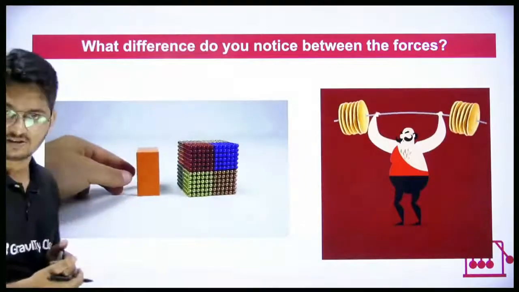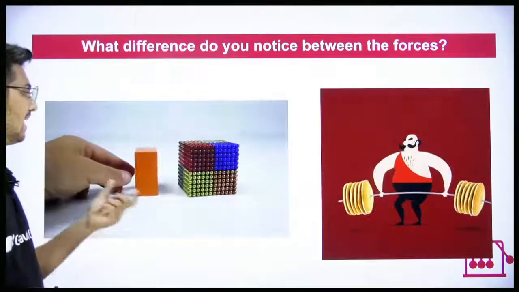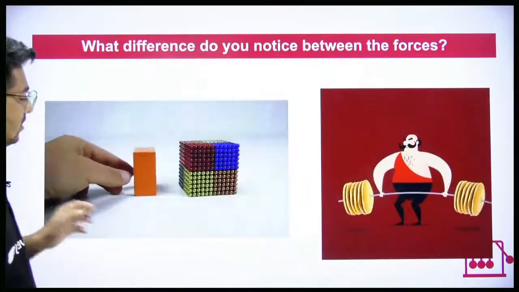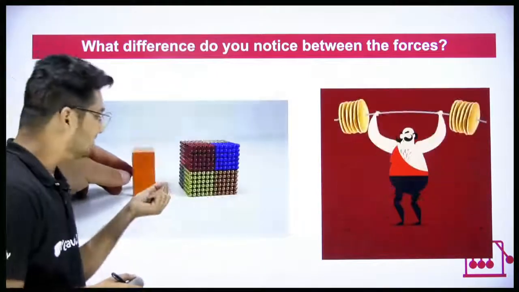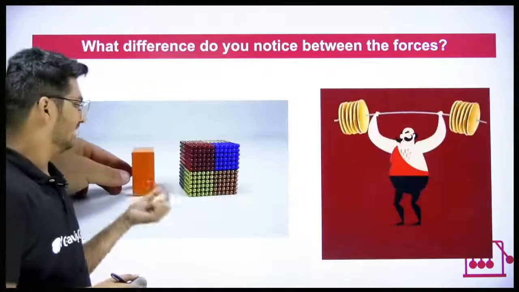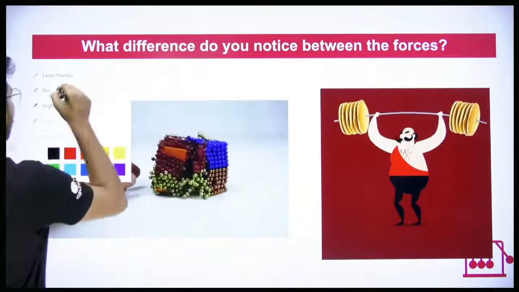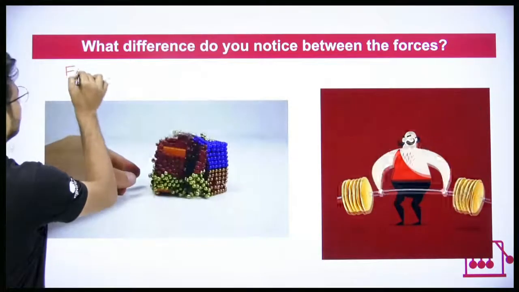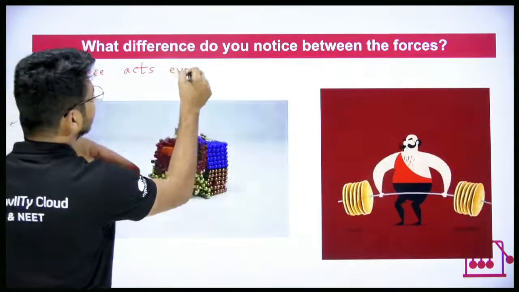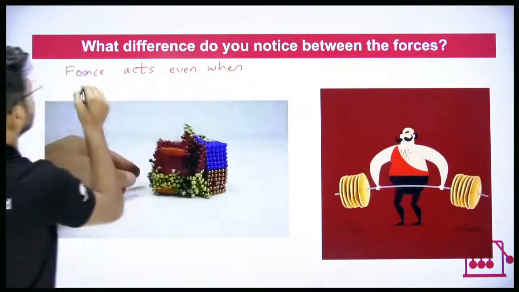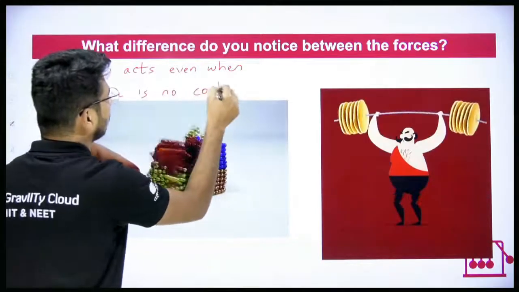Look at this left case first. Here, which type of force is acting? Here, the force acting would be magnetic force. And what is the main thing that you can notice? The main thing that you can notice is the balls are getting attracted even when they are not touching each other. So, force acts even when there is no contact. I can write: force acts even when there is no contact.